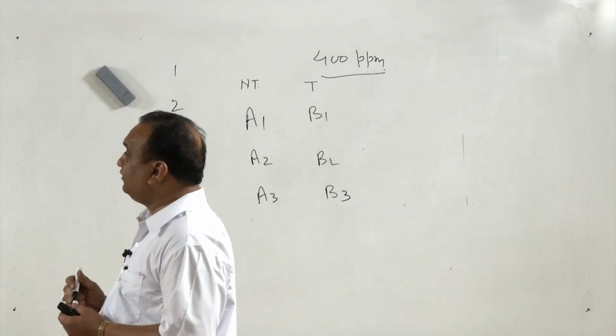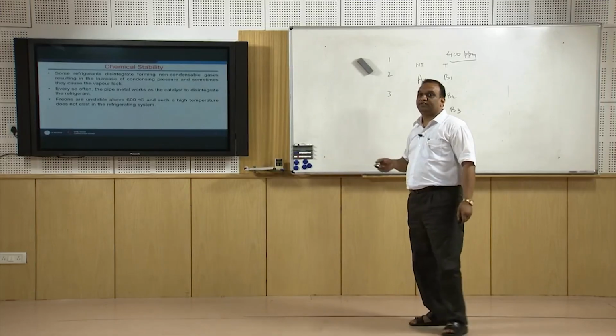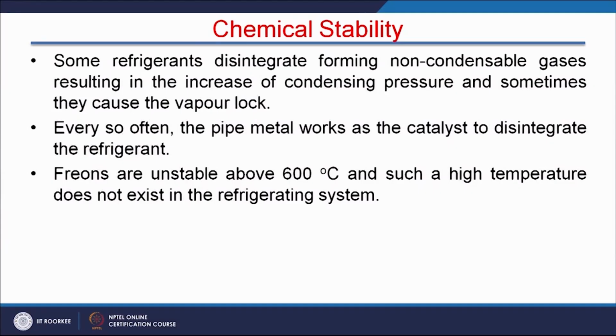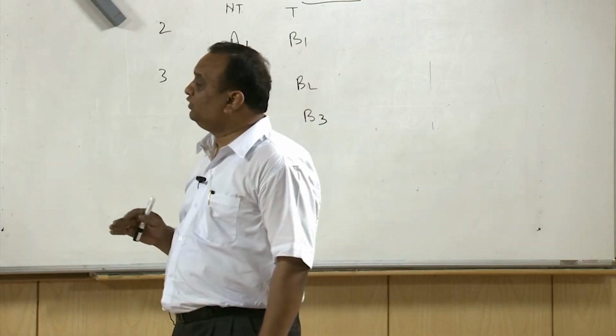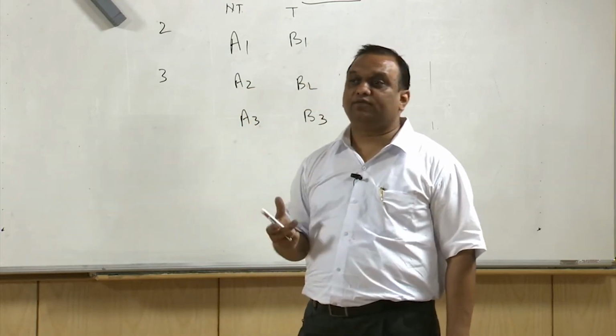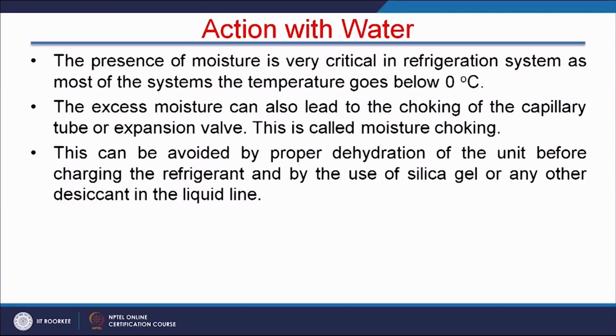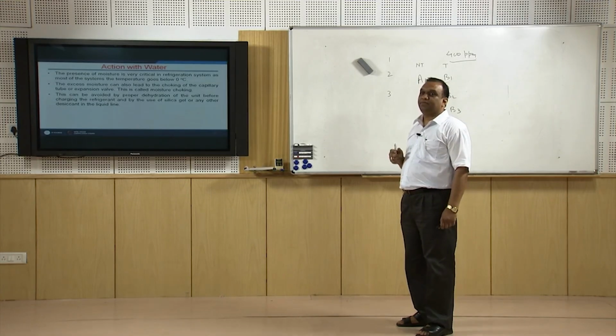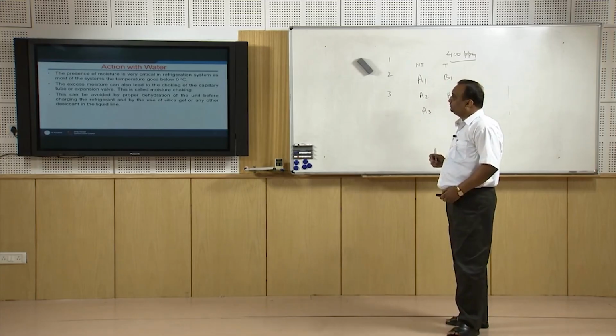Now, chemical stability of the refrigerant is always desired. During the cycle, the refrigerant should remain chemically stable. The refrigerant should not react with water, and it should not be hygroscopic in nature, so that it does not absorb moisture during the cycle, and if this happens, this may hamper the performance of the system.